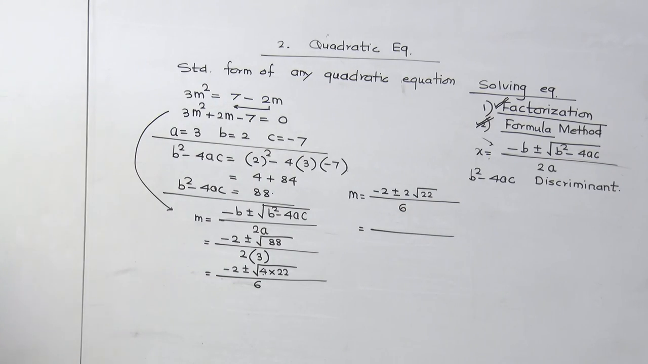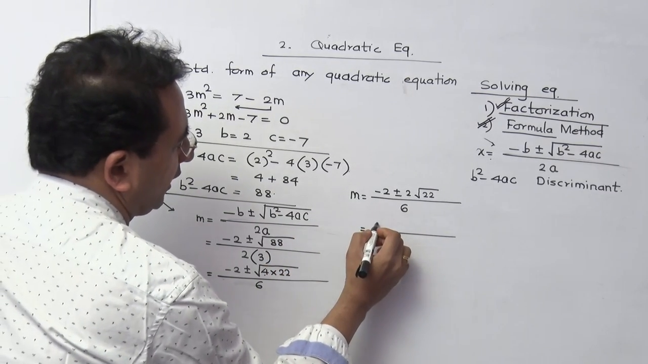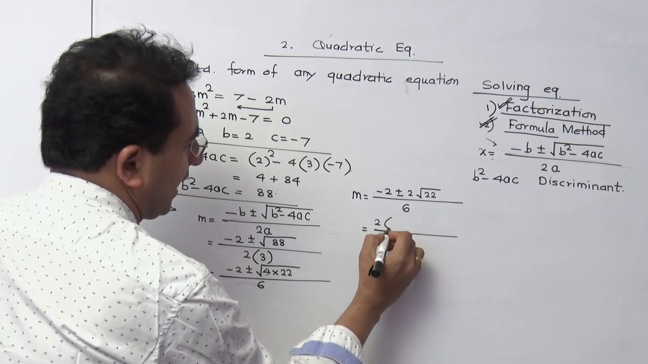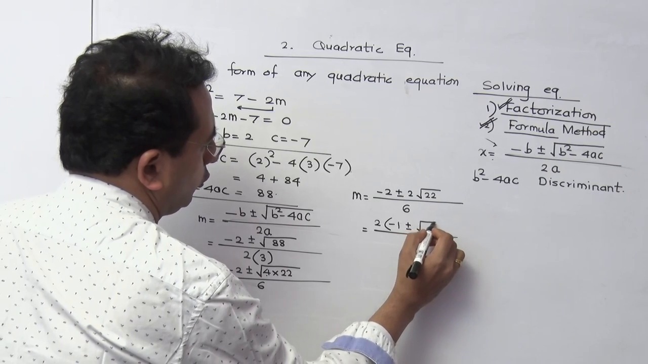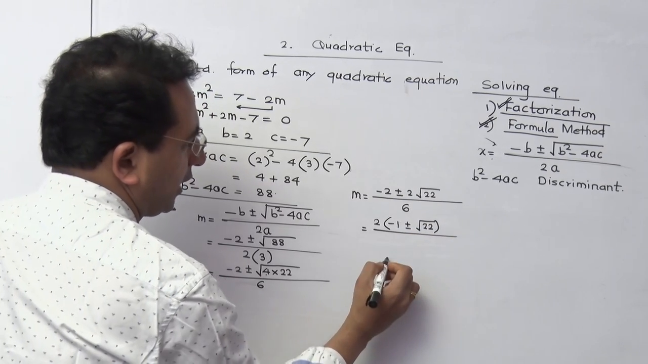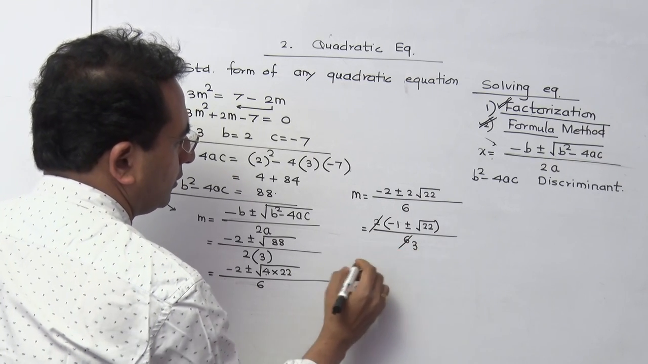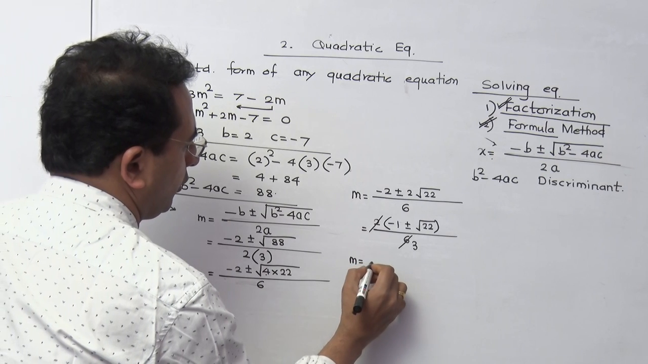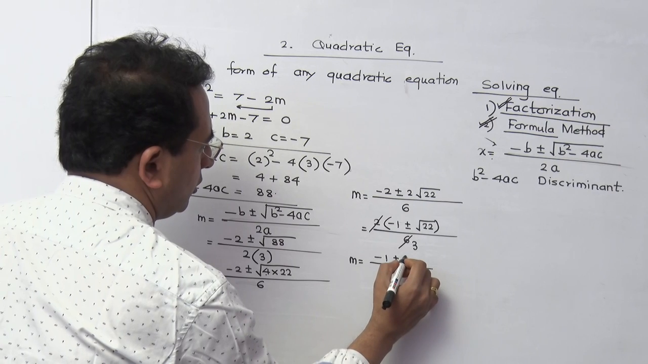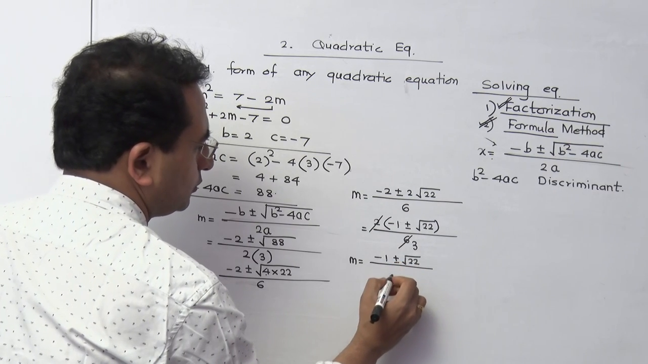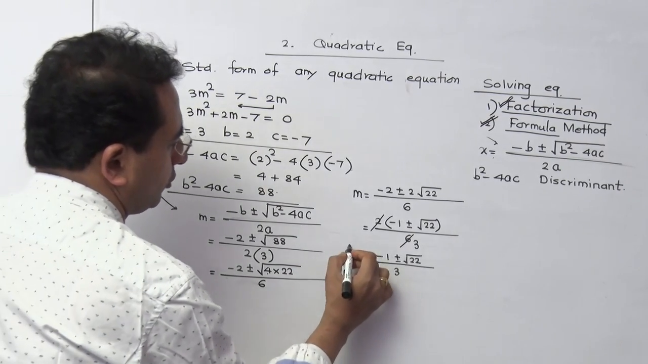I have told you directly in the earlier question that this cannot be cancelled. So we are taking 2 common. In the bracket it is minus 1 plus or minus root of 22, correct, upon 6. So it is 2 ones are and 2 threes are. So the final answer what we are going to have is minus 1 plus or minus root of 22 upon 3. This is the final answer for this question.